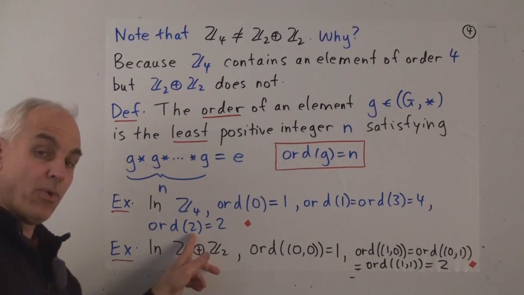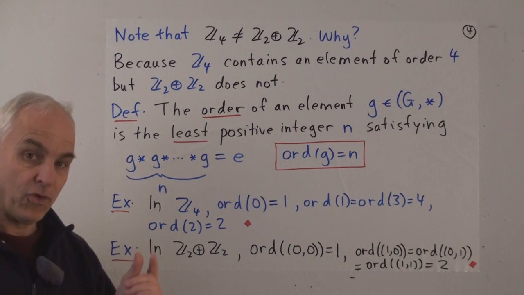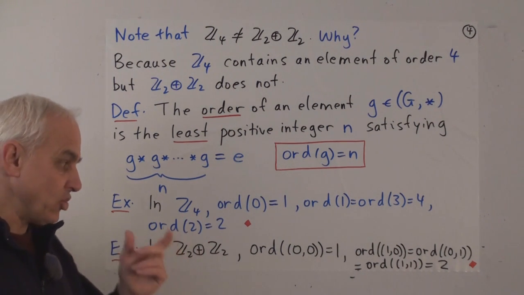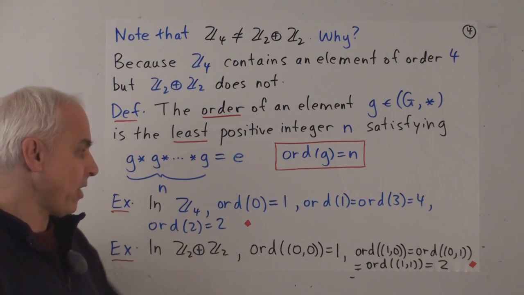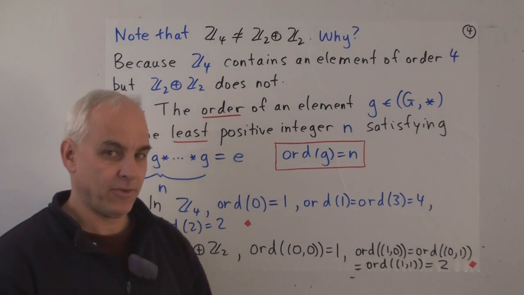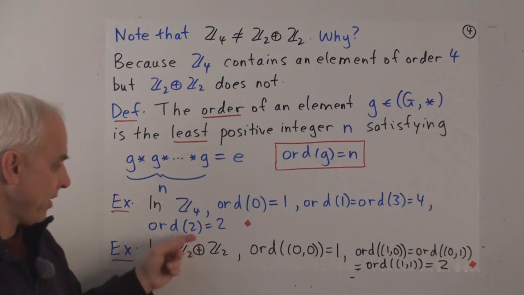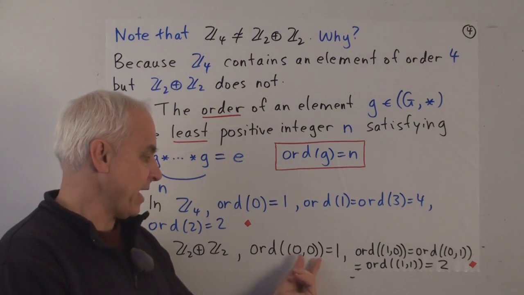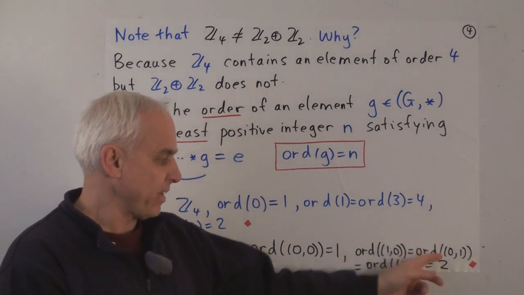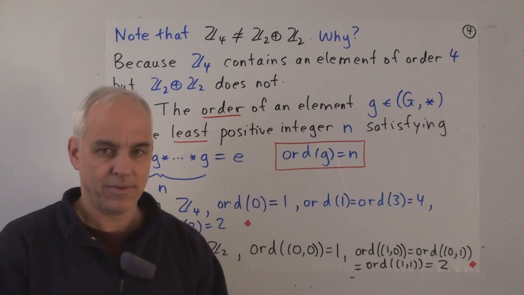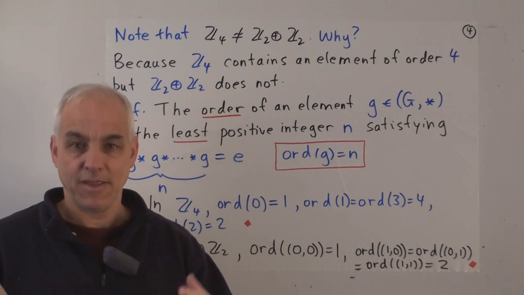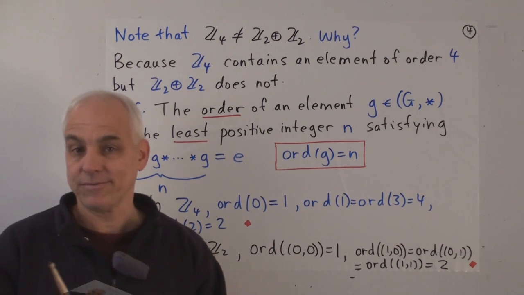However, for the element 2, its order is only 2, because 2 plus 2 is 0 in the group. So you only need 2 2's added together to get 0, while you need 4 1's or 4 3's. These two have order 4, this one has order 2. However, in Z2 plus Z2, well, the order of the identity is still 1, but the order of the other 3 elements are all 2. So you can tell by looking at the orders of the elements that these two groups are not isomorphic.